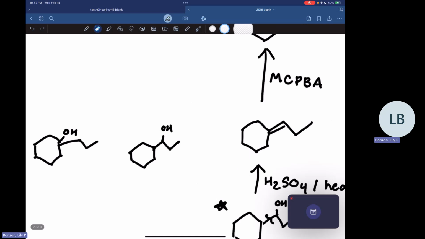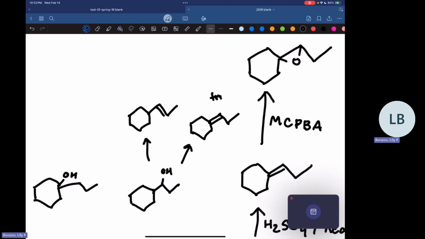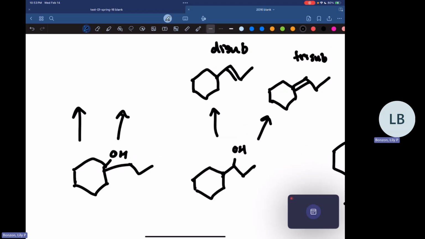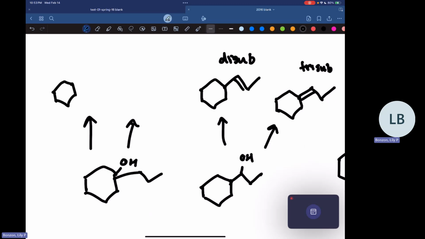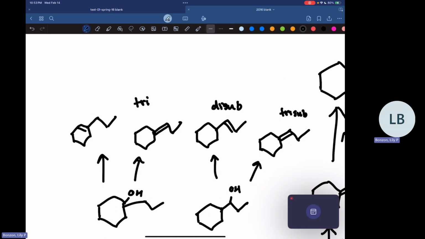When these alcohols react, this one on the right, for example, the one that we're using, we could either form a double bond at that carbon, or we could form a double bond at the carbon going towards the ring. And so this would give us a trisub and a disub alkene. Whereas this alcohol on the left, if we dehydrate it, the products that we could form would be something on the ring itself, or the same one that we have on the right, where we have it going off of the ring.